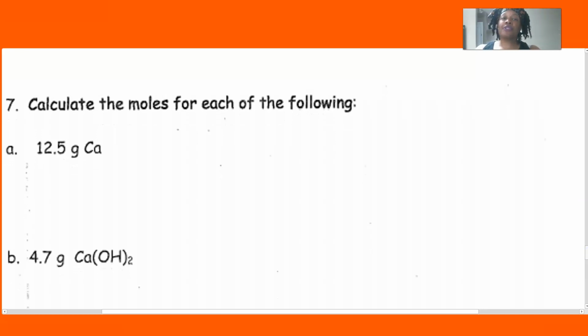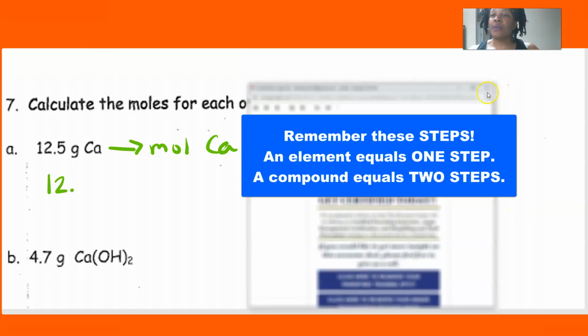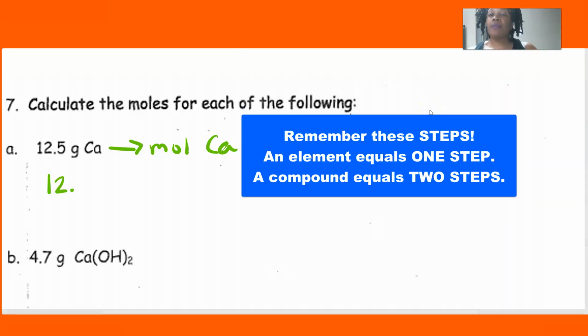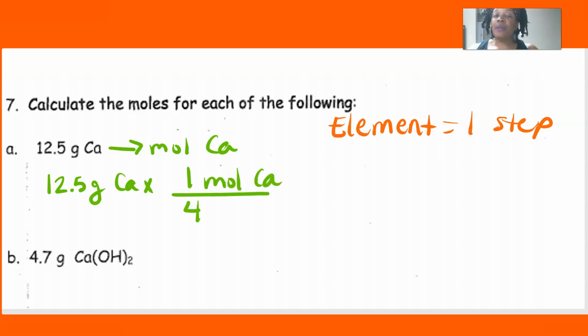So for this particular problem on the screen, it says calculate the moles for each of the following. So in other words, I'm going to convert 12.5 grams of calcium to a mole of calcium. Anytime you have an element, and this is an FYI, this is something that you all need to know: elements are one-step problems, okay? And what do I mean by one step? You only simply have to take 12.5 grams of calcium, and on the top you're going to put 1 mole of calcium, and on the very bottom the molecular weight of calcium, okay? This is one step.